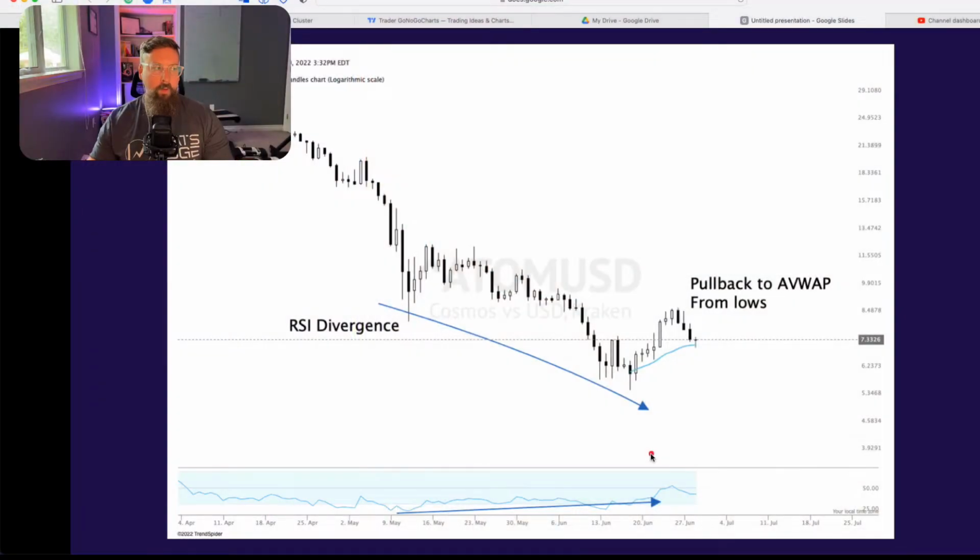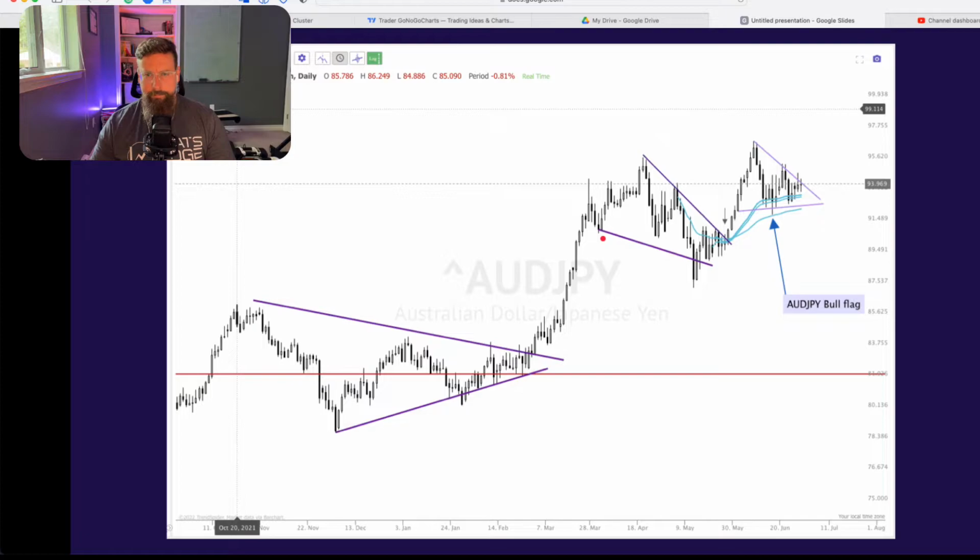That's what we saw here on Atom, where the RSI was making new highs and price was making new lows at the same time. Had a little bounce from that, and then we pulled back to, again, this anchored VWAP right here from all-time lows. So holding that is interesting to me. If I see Bitcoin starting to bounce, this Atom USD may be one that I give a shot to.